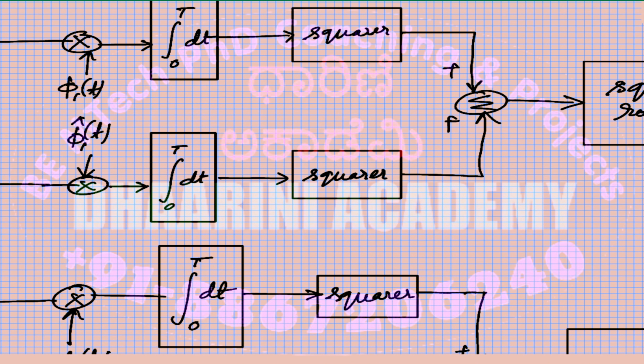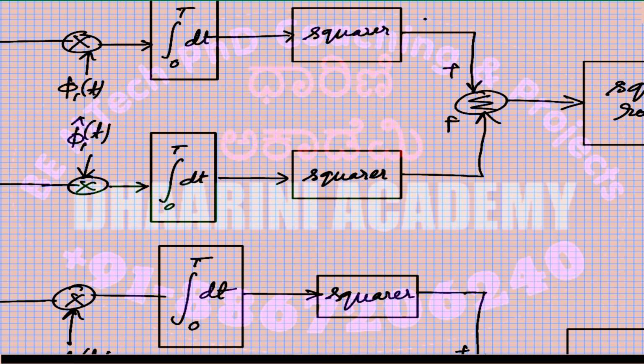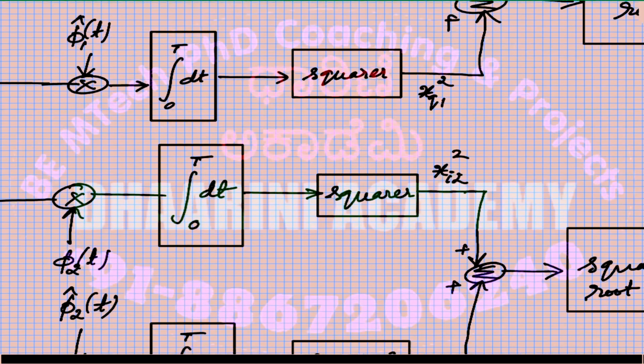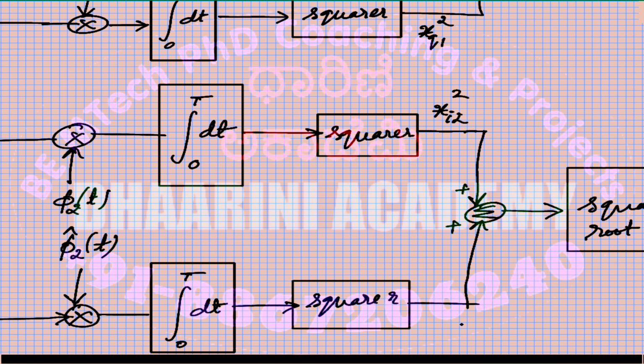Here, when I multiply with phi 1 itself, the result of a squarer is referred to as the in phase component. So this is x I1 square, because it is the output of a square. And this is x Q1 square. You see the name is quadrature. So this is x I2 square. And the other one, where I used phi 2 cap as a multiplier, this is x Q2 square.